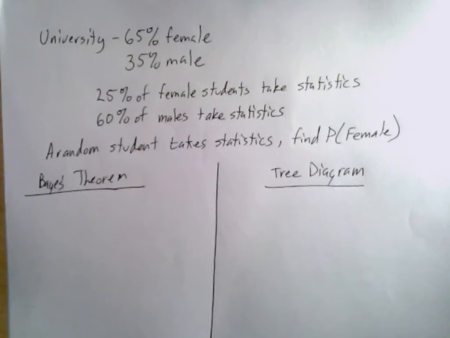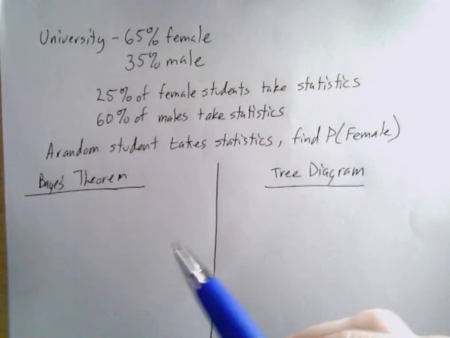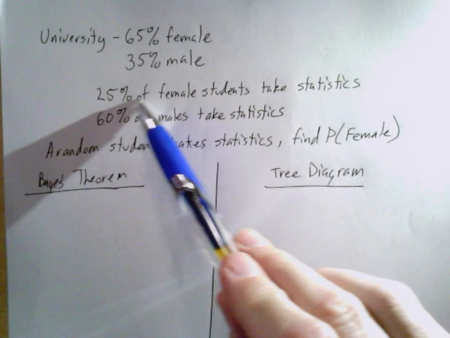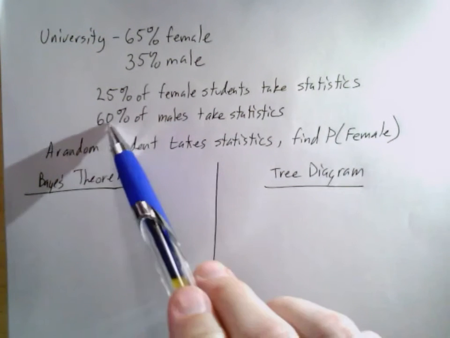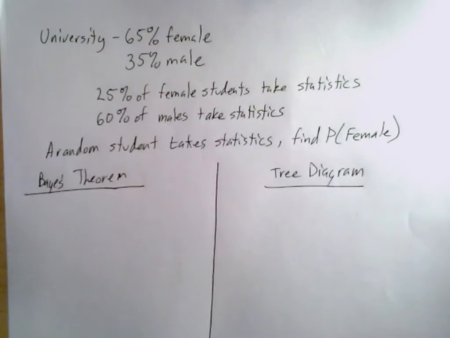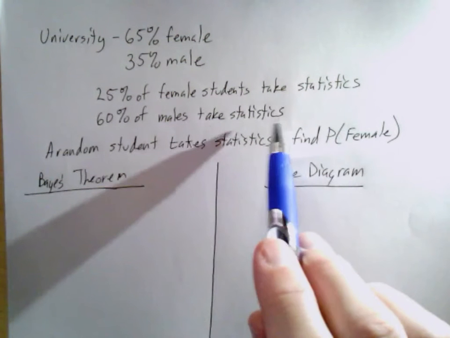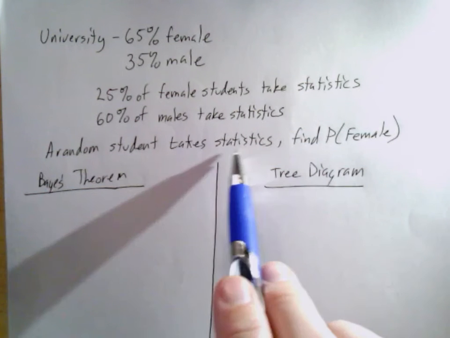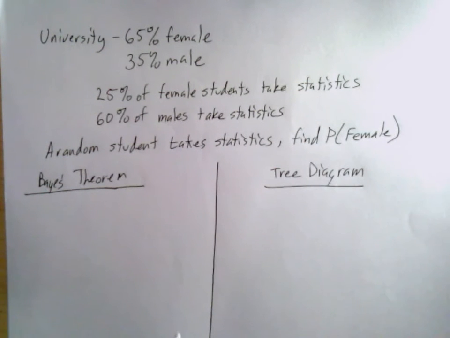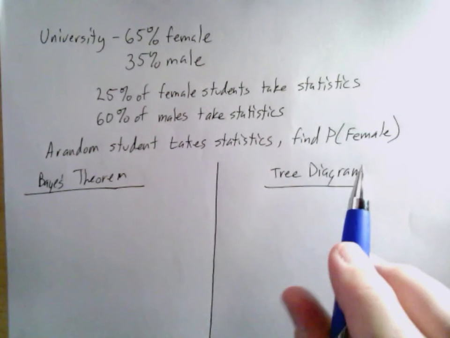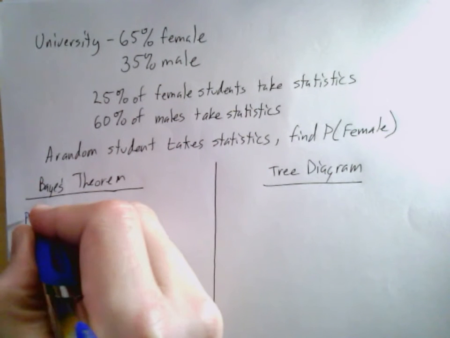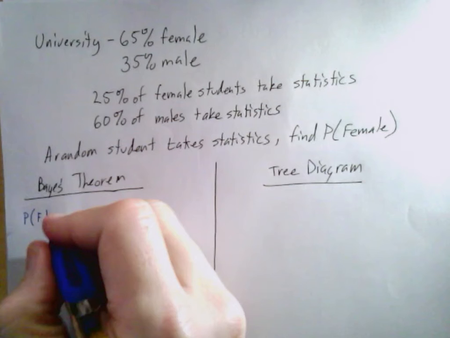So we've got students at a university, 65% are female, 35% are male. We know that 25% of the females take statistics and 60% of the males take statistics. If we have a random student that takes statistics, we want to find the probability that they are female. So technically what we want is the probability that they are female given that they take statistics.